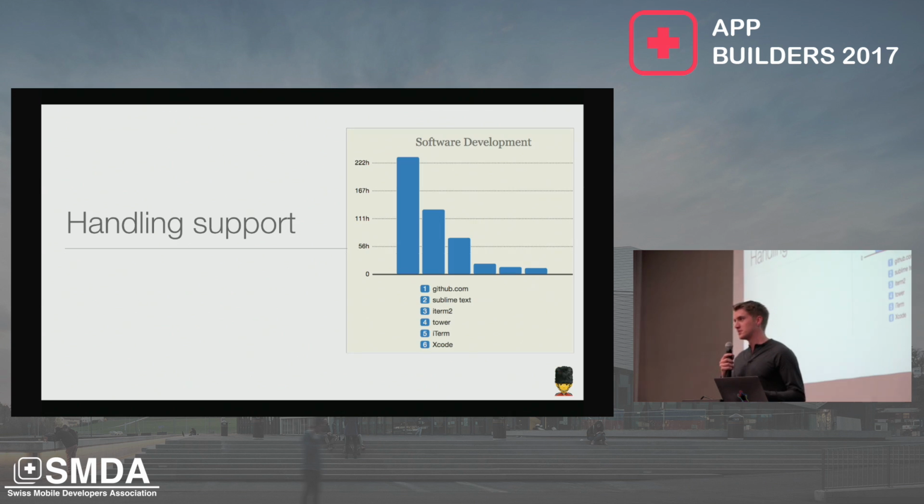And another big part of this is handling support. So you will soon realize that helping your users will take much, much more time than actually working on your project. And the graph you can see up there shows that I spend twice as much time on GitHub issues than I actually spend in my text editor. And people submit all kinds of issues. Many of them aren't actually issues, but they're feature requests or questions.